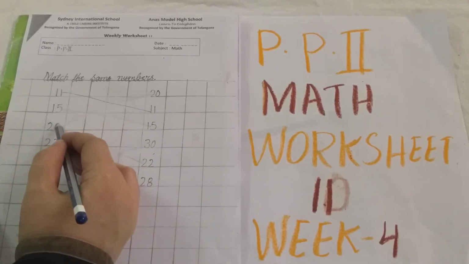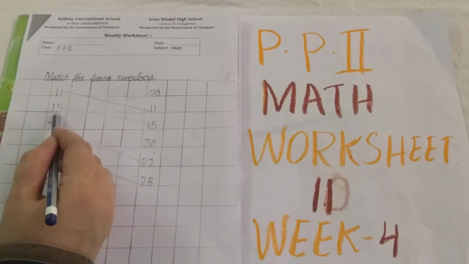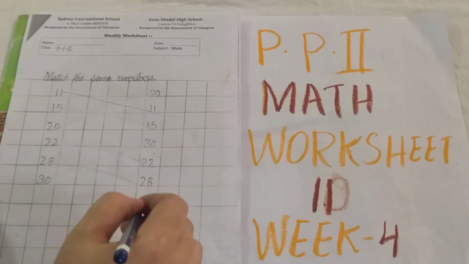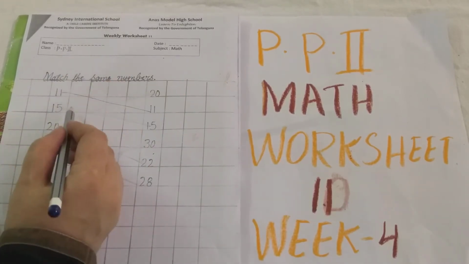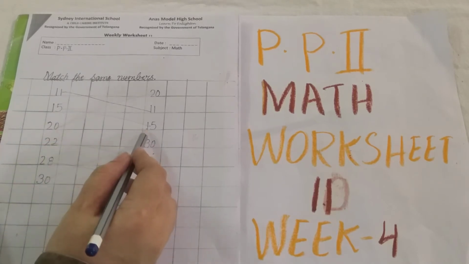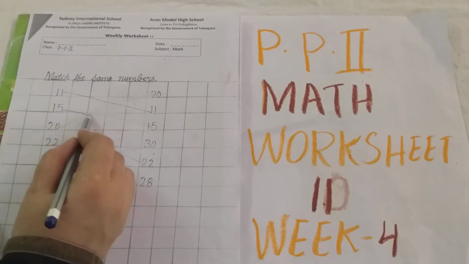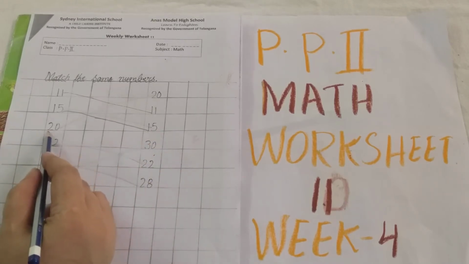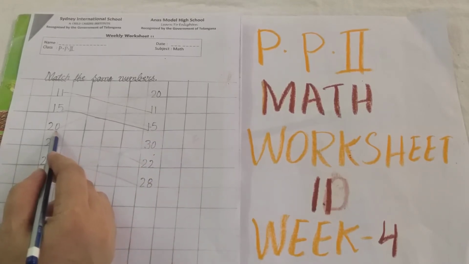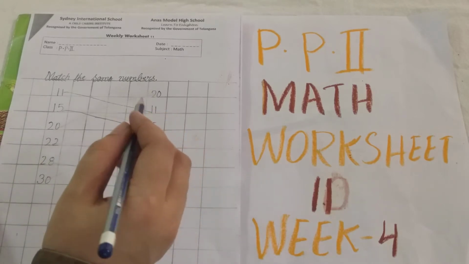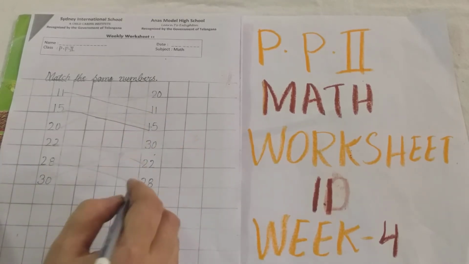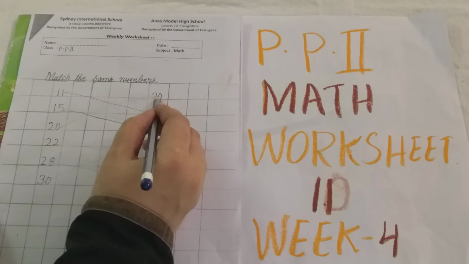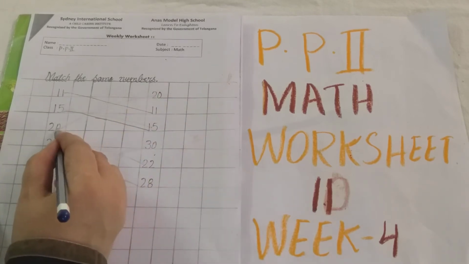Next number you have to see and you have to match. 1, 5, 15. You have to see where is the 1, 5, 15. There you have to match. Now here is the 1, 5, 15. So match over there. Now 2, 0, 20. Where is the 20? There you have to match. Here is the number 20. Come on, match over there.